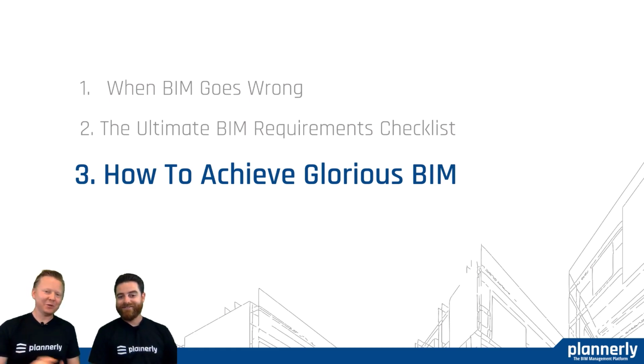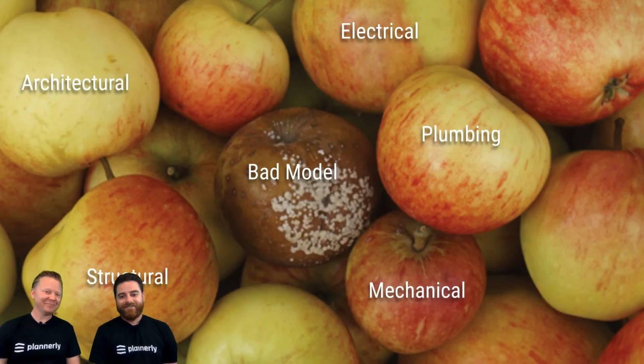Okay, so we've talked about what happens when BIM goes wrong and understanding compliance, the real importance of it, and then the ultimate BIM requirements checklist. Right, well, how you're going to get graded. So, how do you grade? How do you achieve glorious BIM? Well, it doesn't turn out to be glorious BIM when there is even just one bad model.